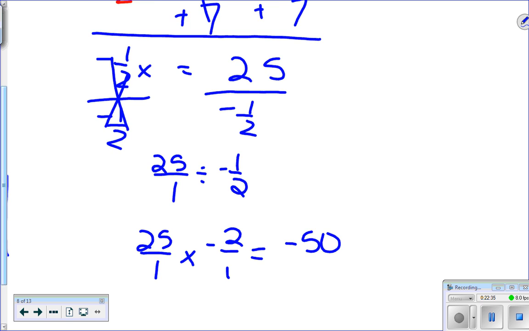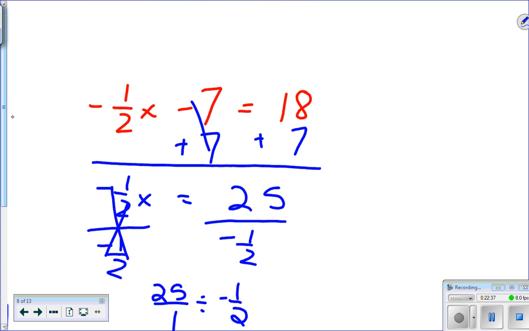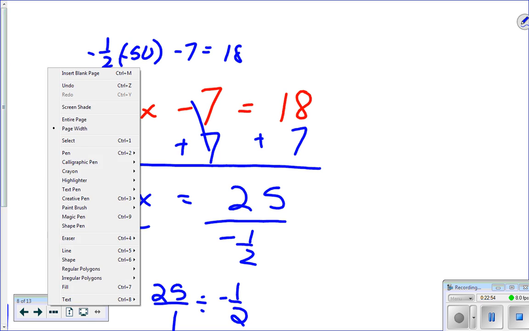So then if I go back up here, let's look and see if we're right. Let's put negative 1/2 times negative 50 minus 7 equals 18. So what's half of 50? Well, negative 50 would give 25, so 25 minus 7 would be 18. Okay. Do you want to do one more fraction one? Okay, let's do one more fraction one.